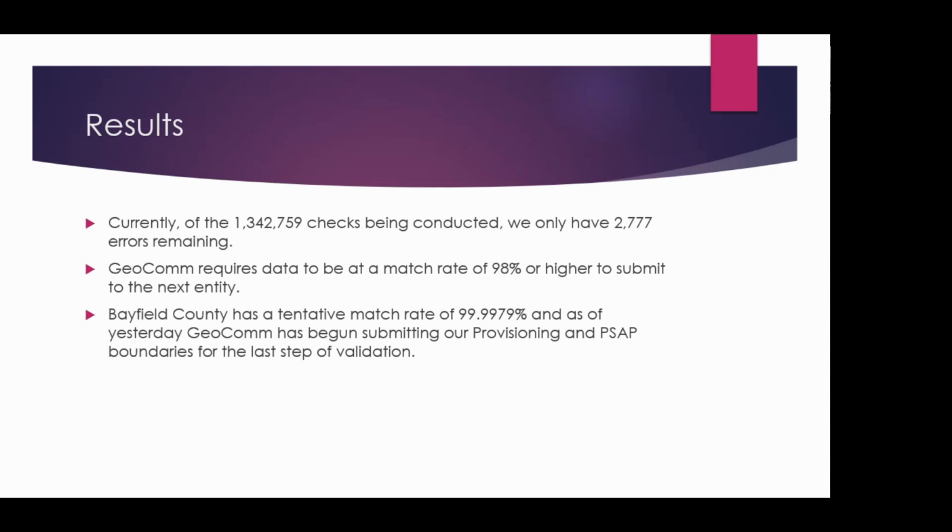So some of our results of this process: currently, of the 1.3 million checks being conducted, so not 1.3 million features being checked, but the simple checks that they do, we only have 2,700 errors remaining. Geocom requires data to be at a match rate of 98% or higher to submit to the next entity. Bayfield County has a tentative match rate of 99.9979, and as of yesterday, Geocom has begun submitting our provisioning and PSET boundaries for the last step of validation.